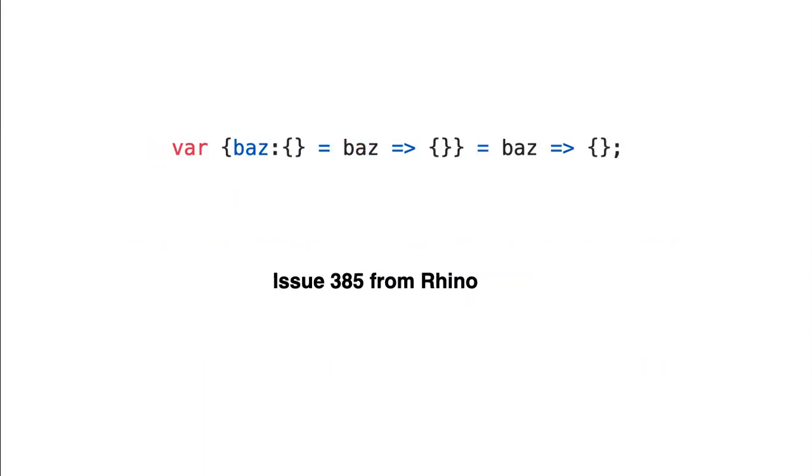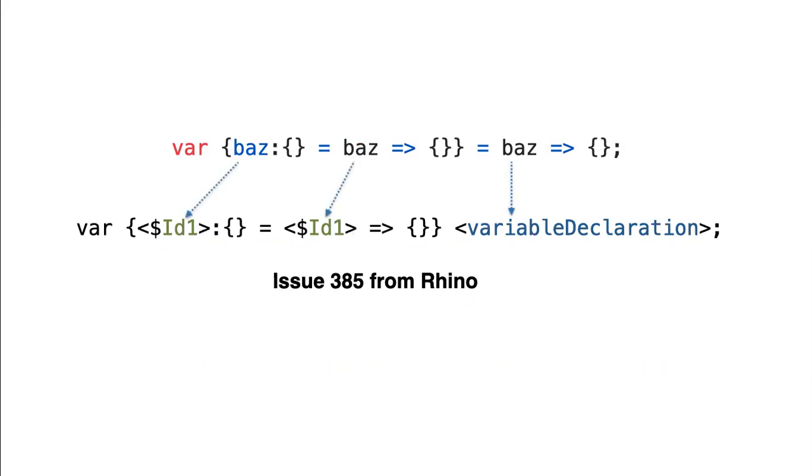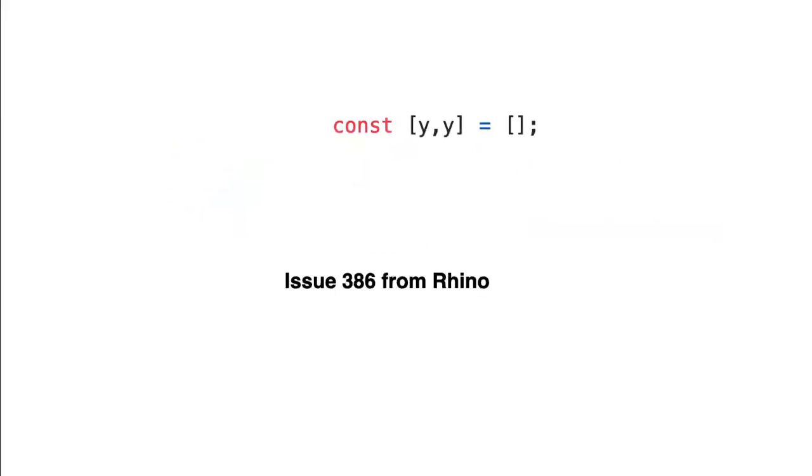Issue 385 from Rhino, and you can see that we were able to identify the required common variable names. And we were able to identify that the variable declaration can be generic. That is, it is not relevant to the bug. And this is issue 386 from Rhino. We were able to identify the constraint, namely that the variables have to be the same in this expression.